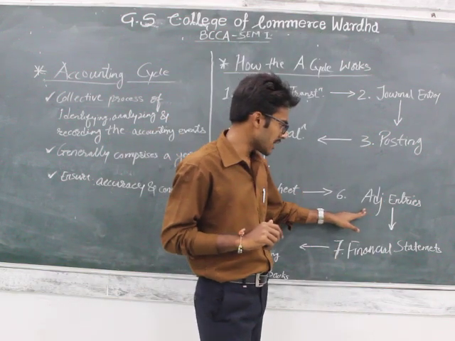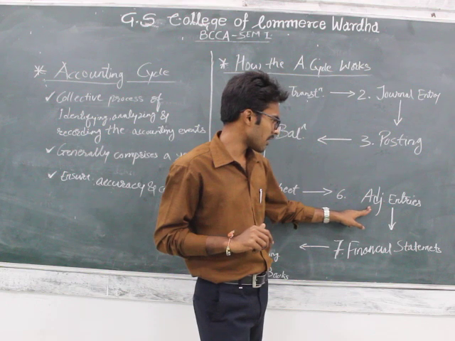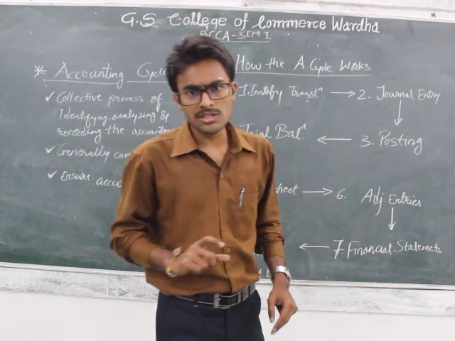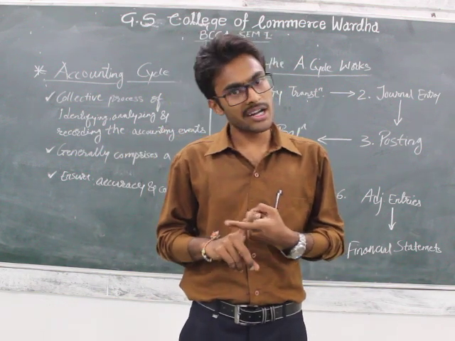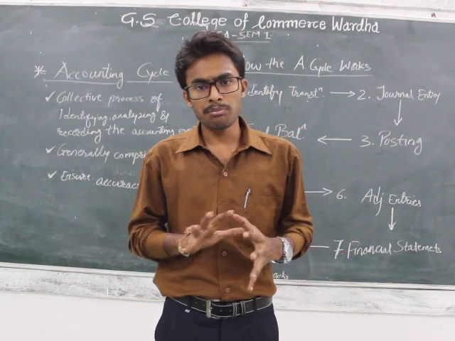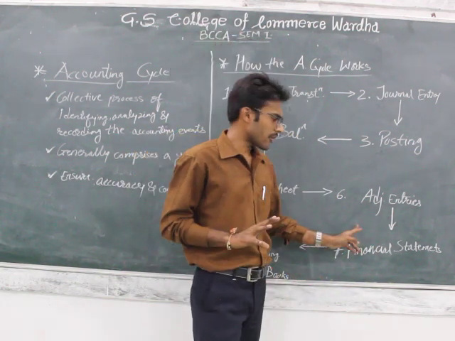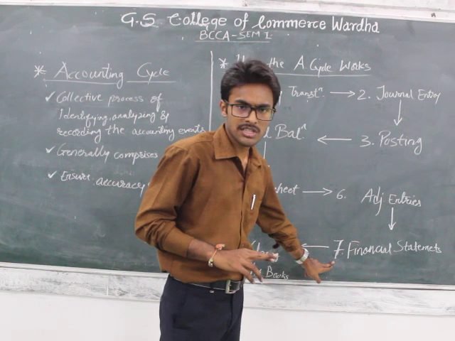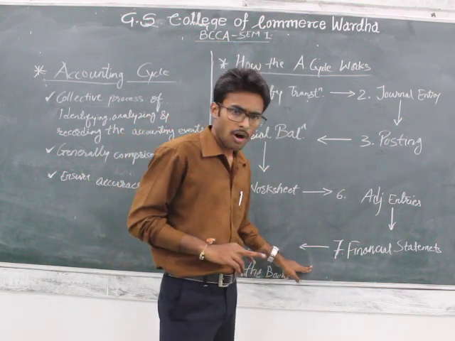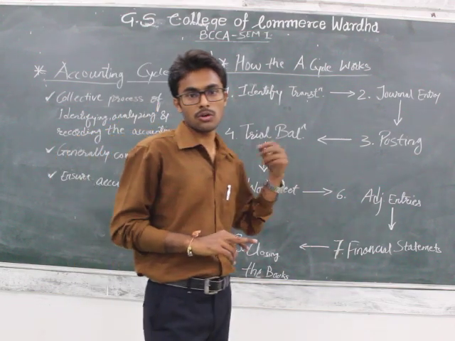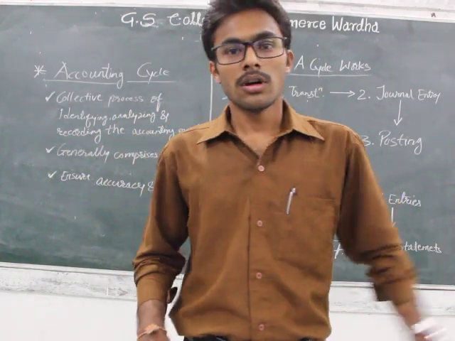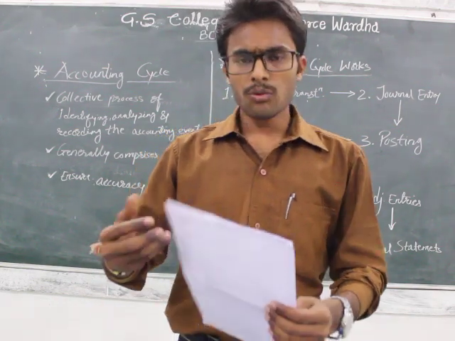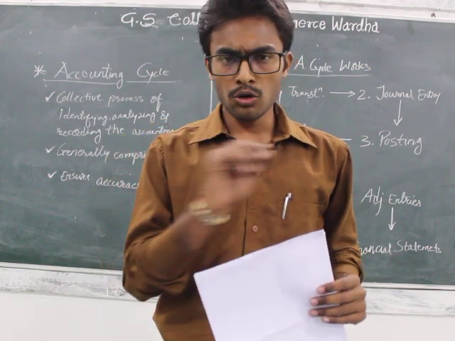After making adjustment entries, we will finally make the financial statements. They consist of the manufacturing account, trading account, balance sheet, and P&L appropriation account. These types of accounts and statements will be made in this step, that means on the 7th stage. And after all, we will close all books. Closing of books means we will close our accounts.